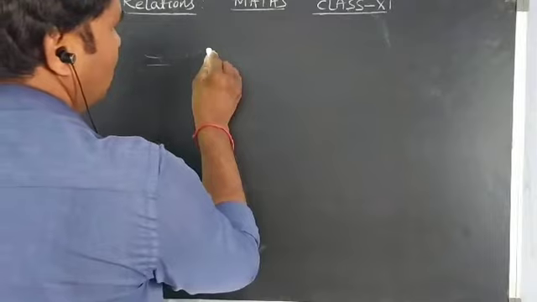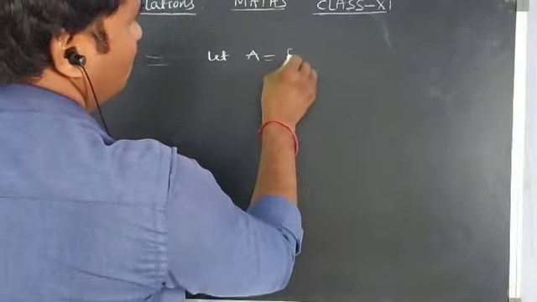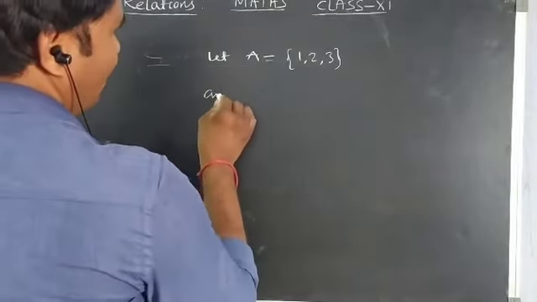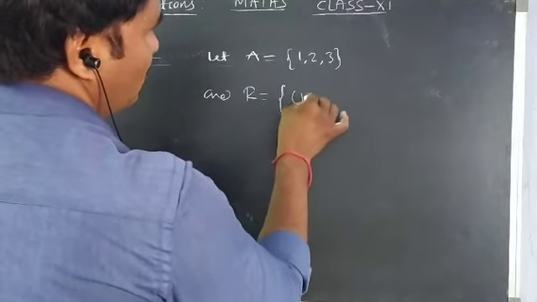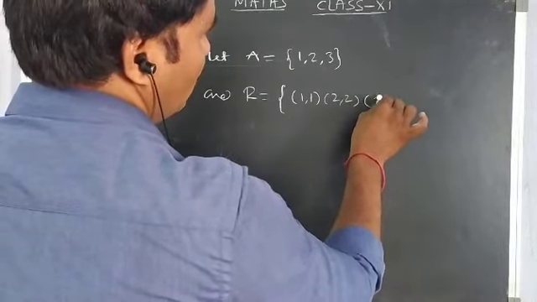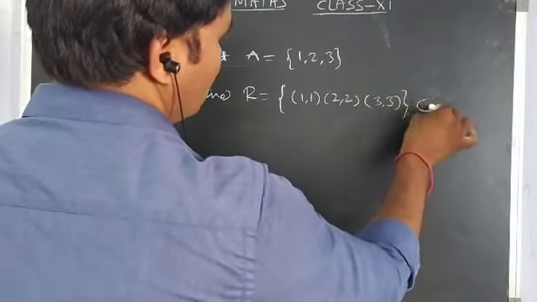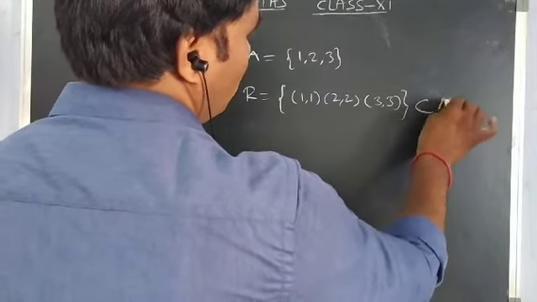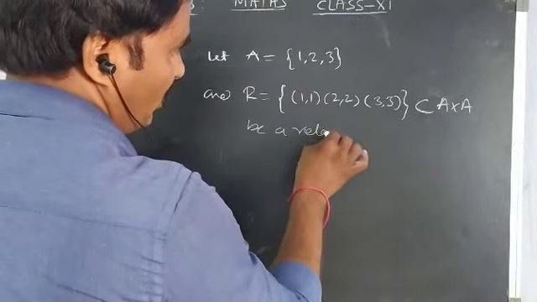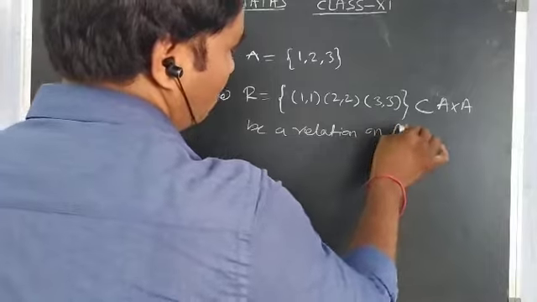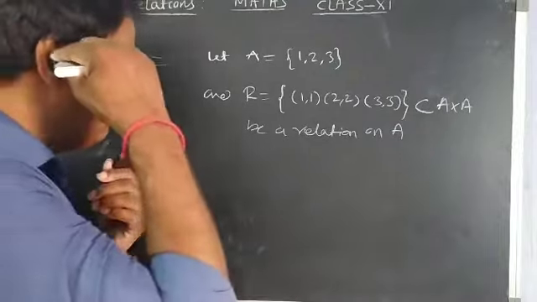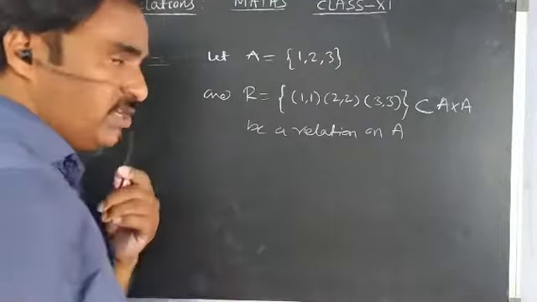I am taking one set, let A equal to {1, 2, 3}. And R, I am taking the ordered pairs (1,1), (2,2), (3,3), which is a subset of A cross A. Let R be a relation on A. Now I am going to check whether it is reflexive, symmetric and transitive. If it satisfies the three conditions, then it is known as an equivalence relation.